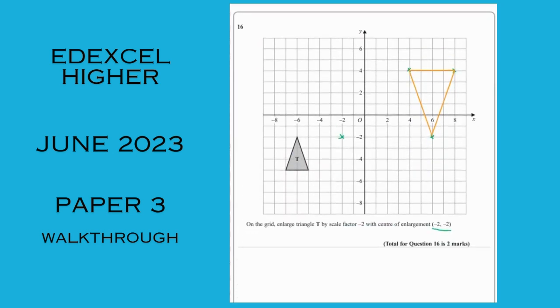Number 16, yeah, I've cheated because me and technology don't mix. So centre enlargement, easy to label. How do you do a negative scale factor? Left 4, multiply it by a negative becomes right, and 4 twos are 8. So 2, 4, 6, 8. Any movement down becomes a movement up.